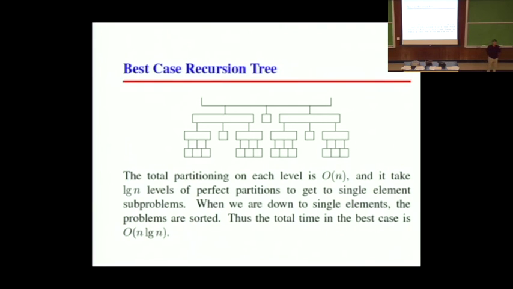Do people see why the total partitioning at each level is going to be N? How many people see that? How many people don't see it? Okay, no one will confess. Okay? So why is it n log n in the best case? In the best case, you see where that log is coming from, right? Does everybody see that? Okay. And does everybody see where the n times it is coming from? Because that is the total work per level. Okay. Good.